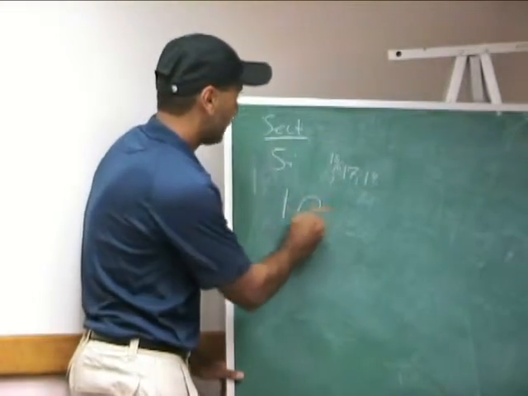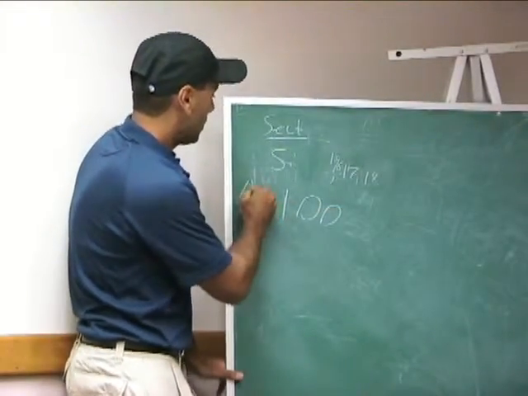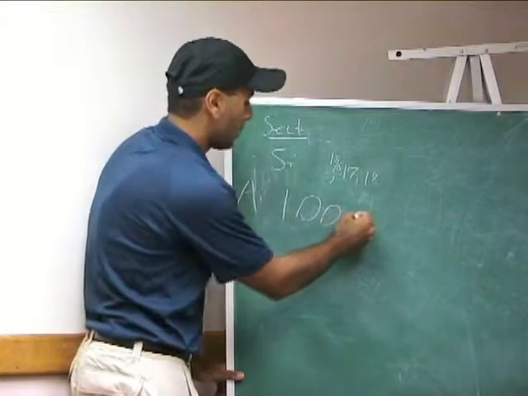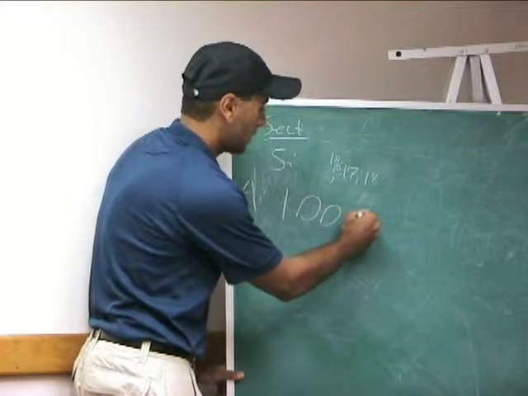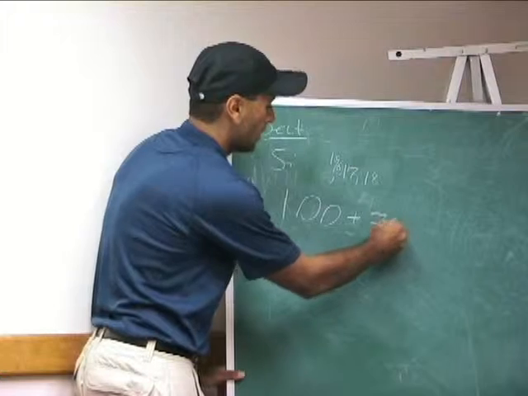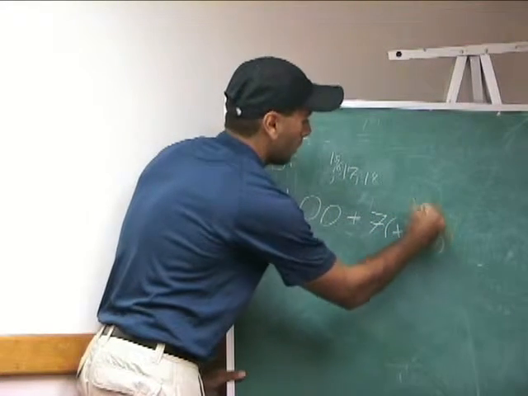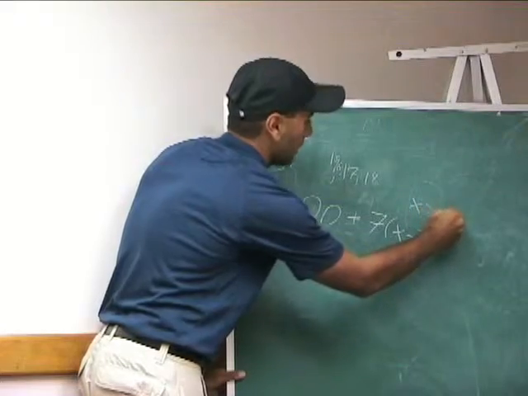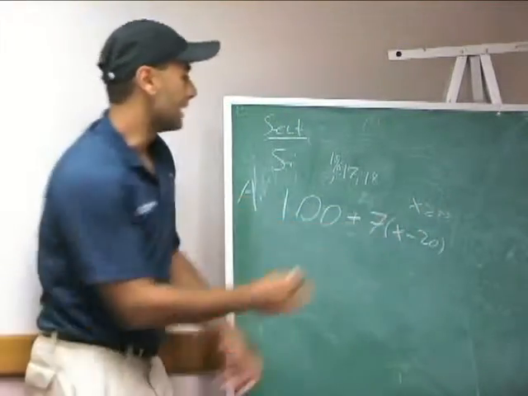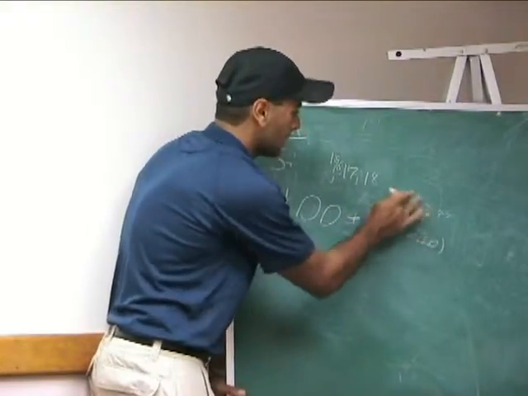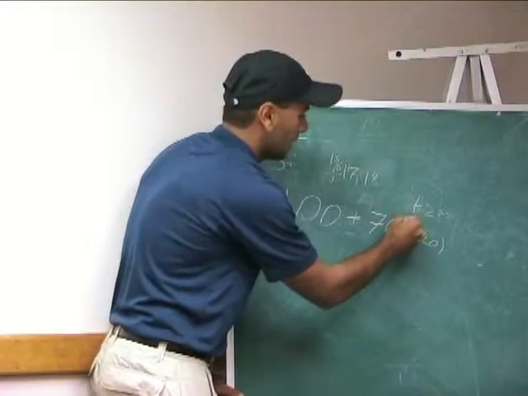So let's just say the first carrier A, the equation is 100 plus 7 times x minus 20, where x is greater than or equal to 20, right? So that means that, or t, why are we using x? T is time in minutes.